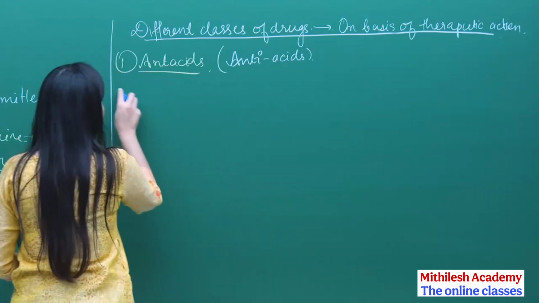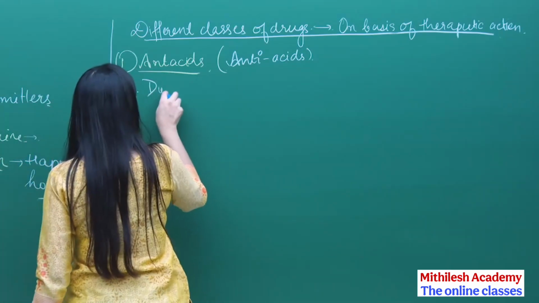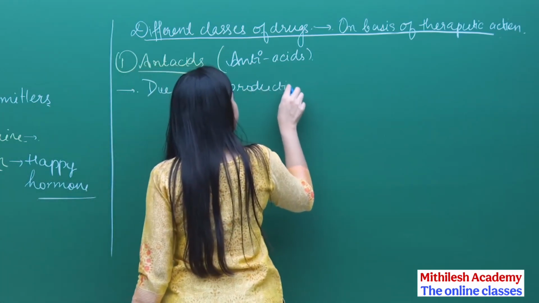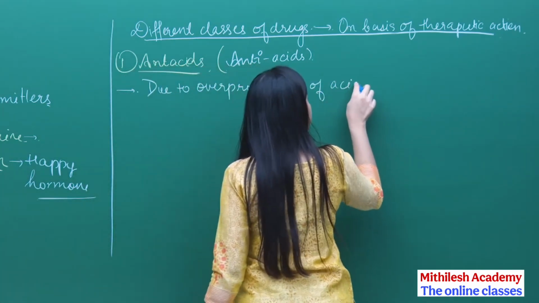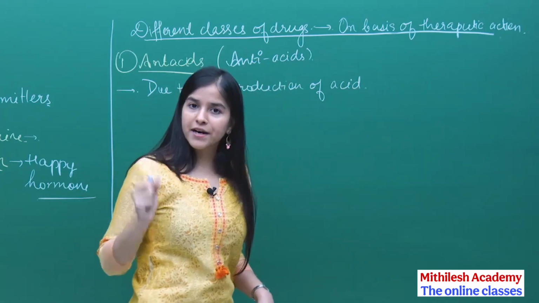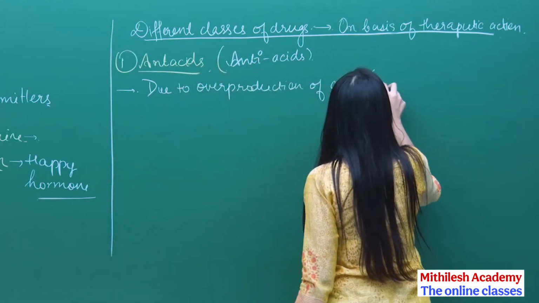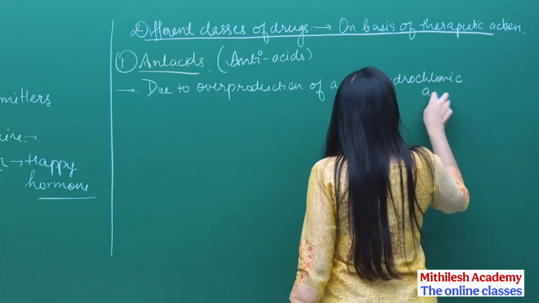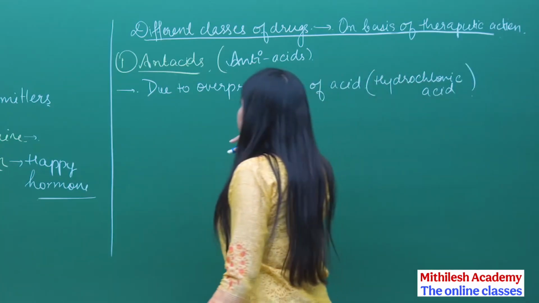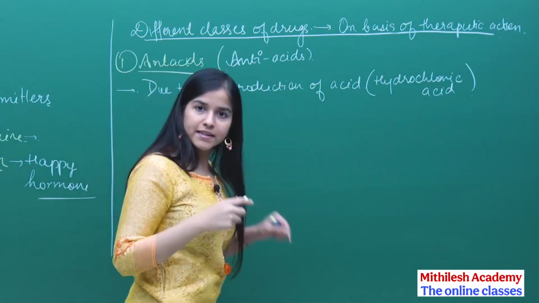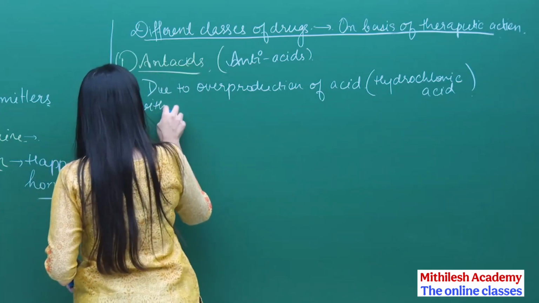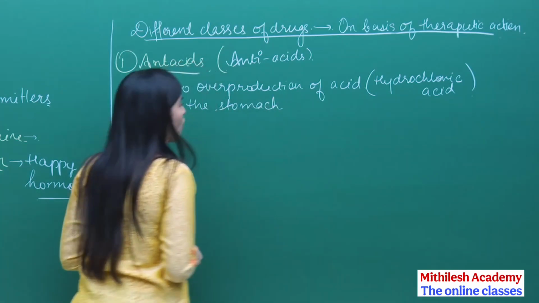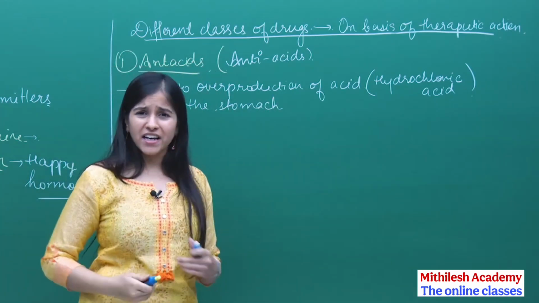So basically what happens is, due to overproduction of acid, what kind of acid am I talking about? The hydrochloric specifically. So basically due to the overproduction of hydrochloric acid within the stomach, what happens is it leads to irritation within our stomach.